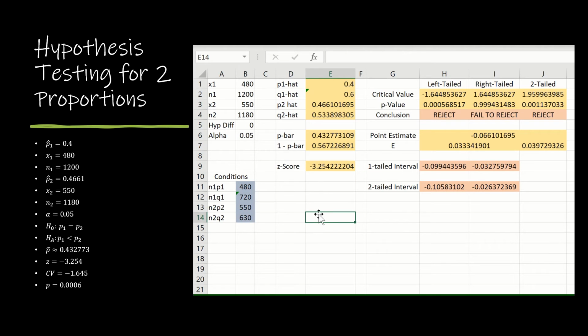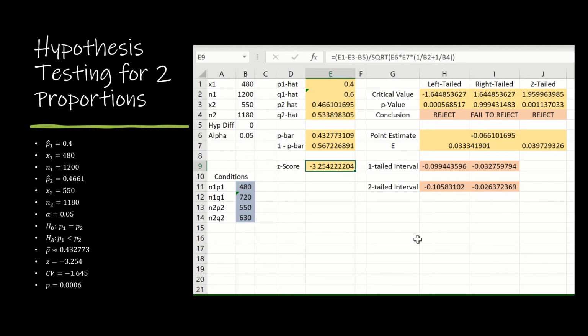Now for the z-score, remember the numerator is P hat 1, which is E1, minus P hat 2, minus the hypothesized difference, close the parenthesis. The denominator is the square root of P bar, which is E6, 1 minus P bar, which is E7, and then 1 divided by N1 plus 1 divided by N2, which is B2 and B4 respectively. So that gives me the same z-score we had found by hand, so we're feeling pretty good.